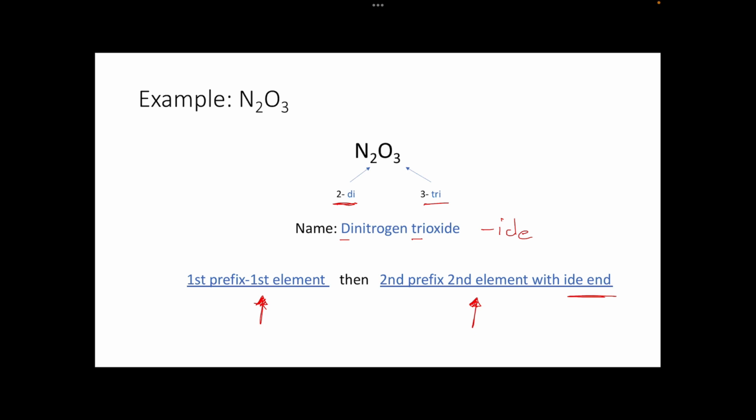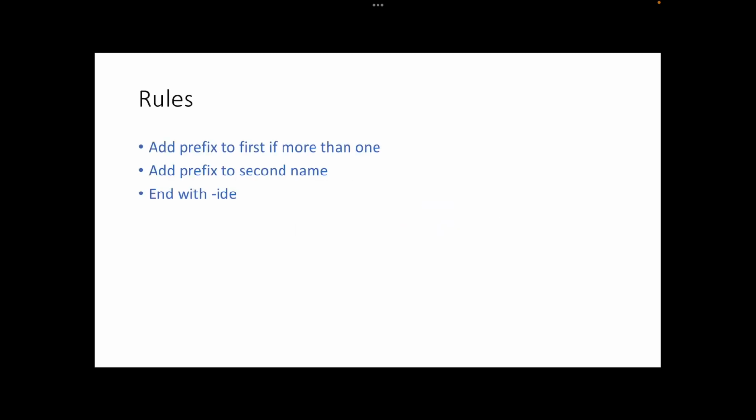All right, now there is one thing different with the first rule. If it's 1, we don't have to put mono, okay? So here are the 3 rules. Add a prefix to the first name if it is more than 1. Add a prefix to the second name, and you have to do this for all of them, even if it's just 1, and then end with IDE.